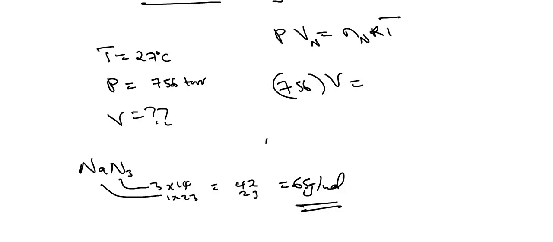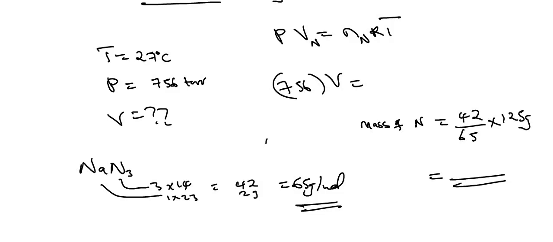I'm using the whole numbers, not the ones that have decimals from your normal periodic table. So from here I'm going to get the mass of nitrogen. I just want to get the mass of nitrogen. Let me show you a shortcut or the normal way. Nitrogen in this thing is contributing 42. So 42 out of the 65 multiplied by the total mass. The total mass is 125 grams. So what is the mass that you are getting?